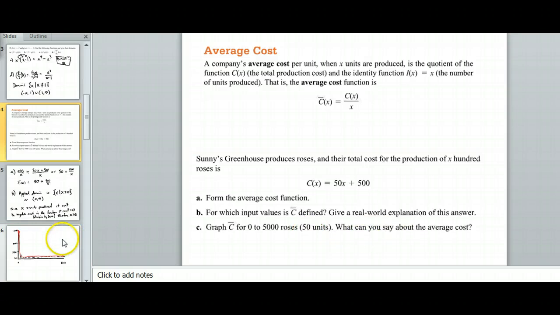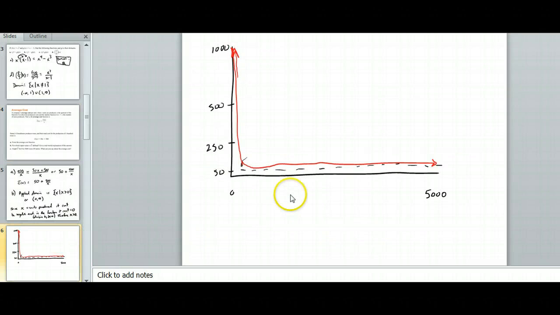Alright, what can you say about the average cost? What this is telling us is, as the number of roses that we produce gets higher and higher, the average cost lowers until we finally get basically close to that $50 line. We can't get our average cost to go below $50.